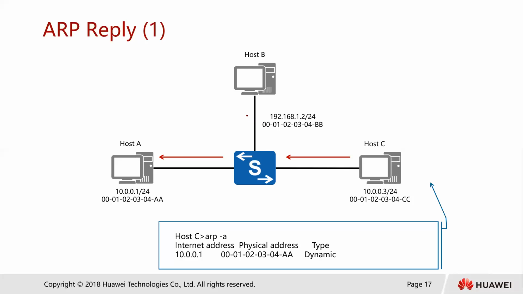The communication is not meant for them, so they'll just drop the packet. And when it reaches host C, he'll reply back and say, yes, I am actually that guy. So he will send an ARP reply packet, and it will go.